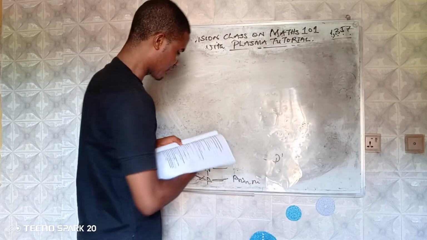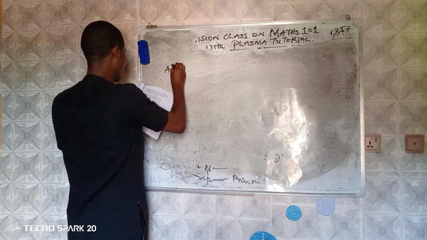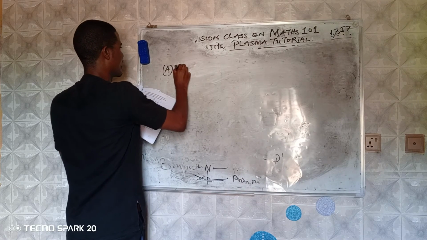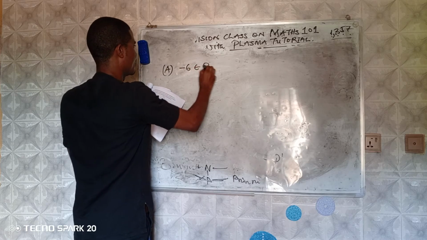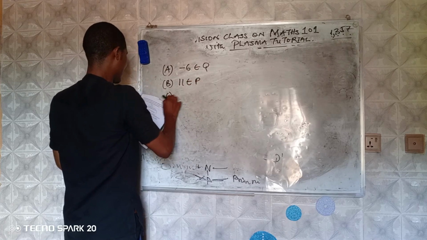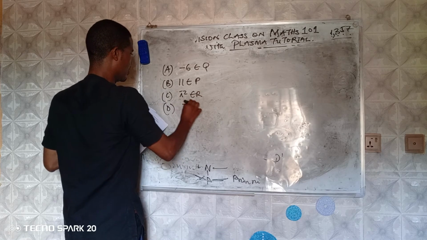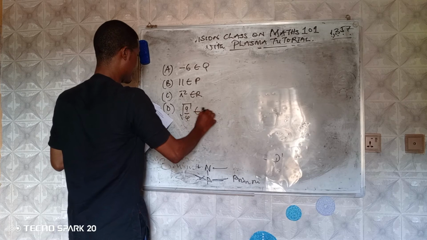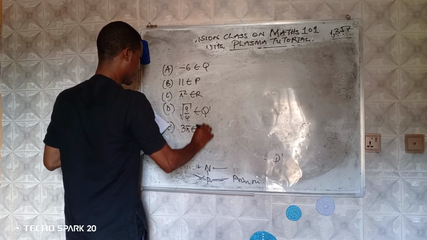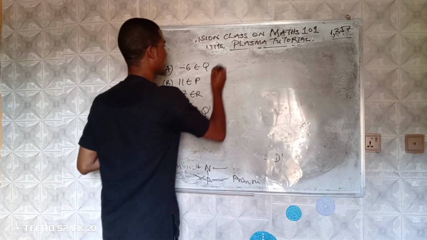So the question is trying to say which of these is false. But let's look at what they are saying first. A: -6 is an element of Q. B: 11 is an element of P. C: pi square is an element of R. D: root of 9 over 4 is an element of Q prime. Then E: 3 pi is an element of Q prime. Now let's observe and treat this question one by one. Let's start with this.